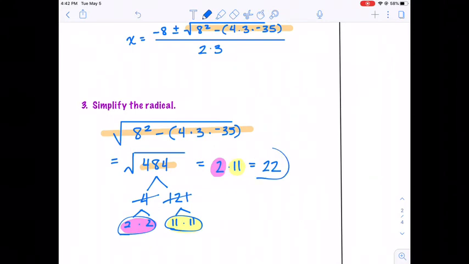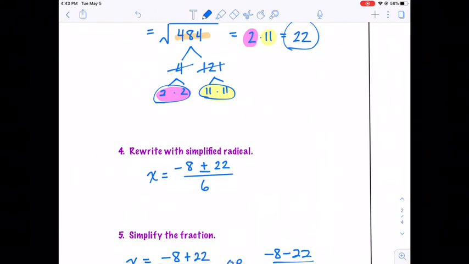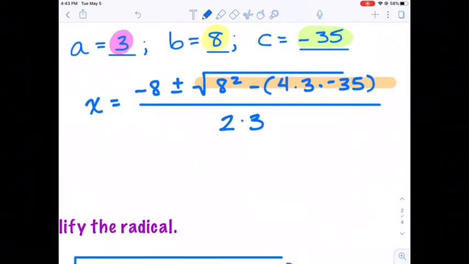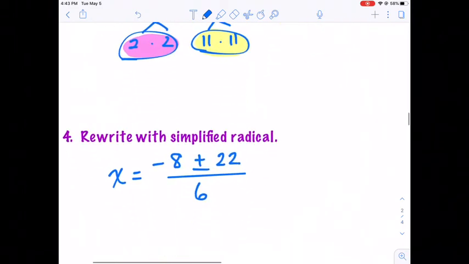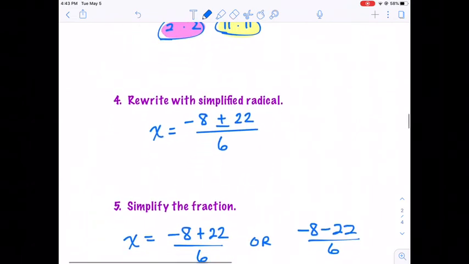2 times 11 is 22. So all of that is just 22. I no longer have a radical. Now I'm going to rewrite it with the simplified radical. X is equal to negative 8 plus or minus, then I have that long radical expression. Now that's just a 22, all over 2 times a, which was 2 times 3, which equals 6. Notice when you don't have a square root anymore, you can really simplify this.